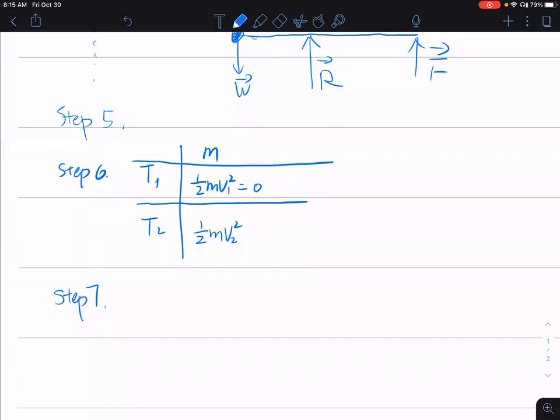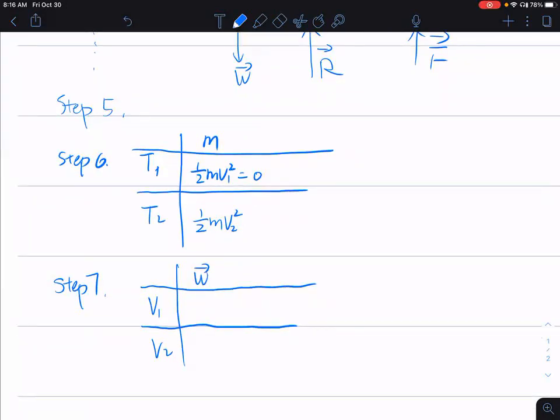Step 7, potential energy table. That's V1, V2. We talked about how we have two different types of potential energy. One is from gravity and another one is from a spring. Do we have a spring here? We don't have any spring, so all the potential energy is going to come from gravity, from the weight force.